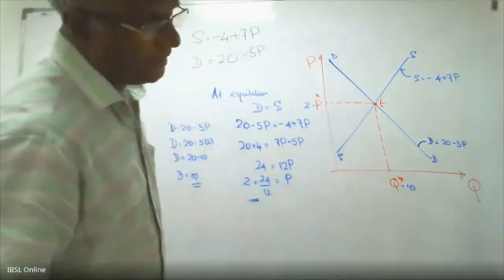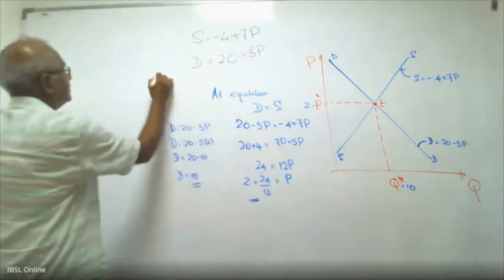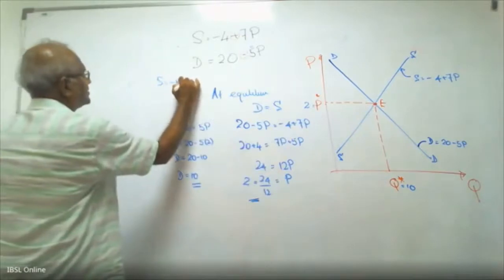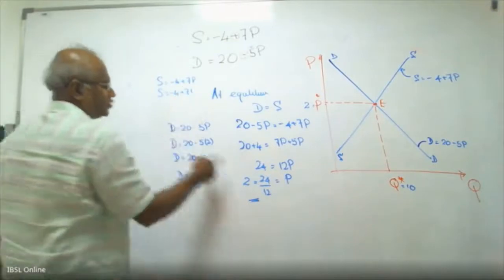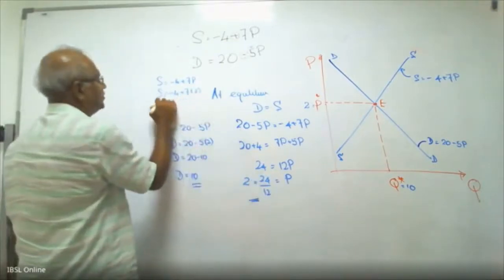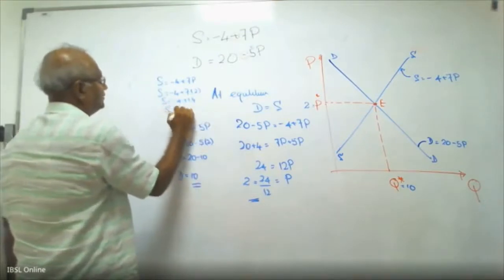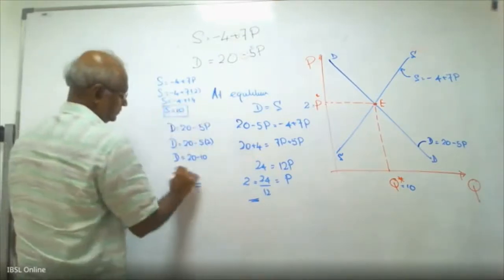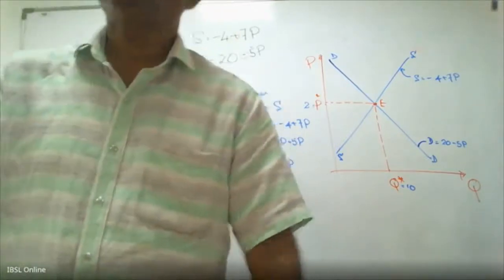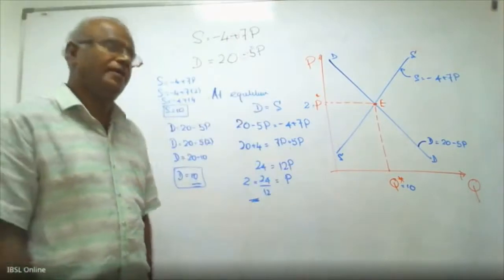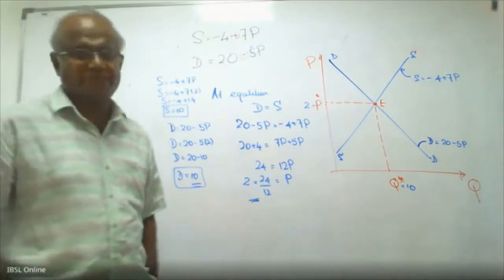Or you get the same answer if you substitute into the supply curve. QS equals minus 4 plus 7P. QS equals minus 4 plus 7 into 2. QS equals minus 4 plus 14. 14 minus 4 is 10. Quantity demanded equals quantity supplied. That is the equilibrium price and quantity. Answer to the first question.